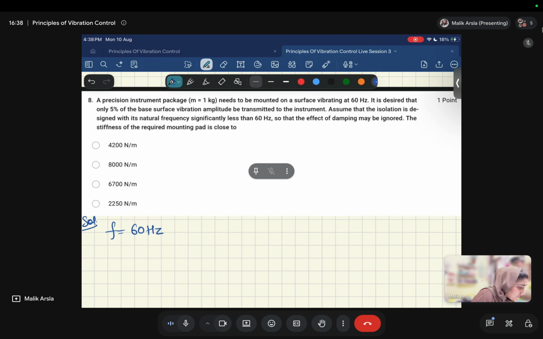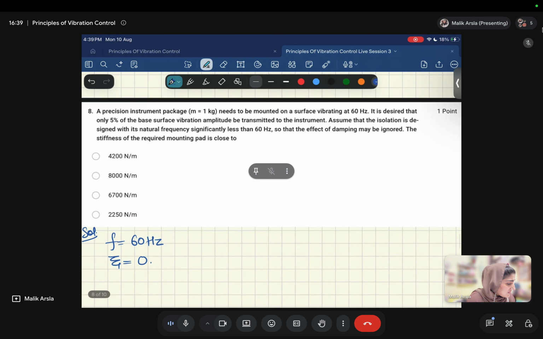Assume that the isolation is designed with its natural frequency significantly less than 60 hertz, so that the effect of damping may be ignored. Okay, so we are using that the damping here needs to be ignored. Okay, the stiffness of the required mounting pad is close to, and we need to find out the stiffness of the mounting pad basically, which we are using for isolating the vibration.